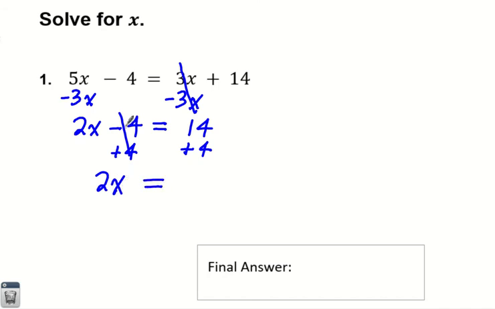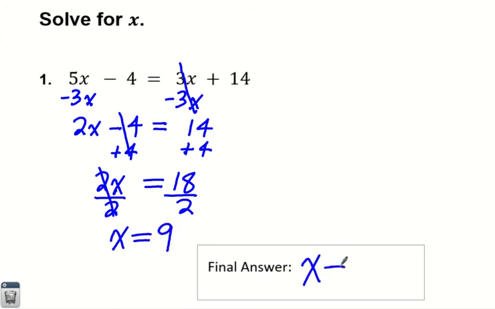We first start by getting rid of that minus 4. 14 plus 4 is 18. And then we divide both sides by 2 and get 9. So again, get the x's only to one side, and then get that x all by itself by undoing the minus 4 and then undoing the times 2.